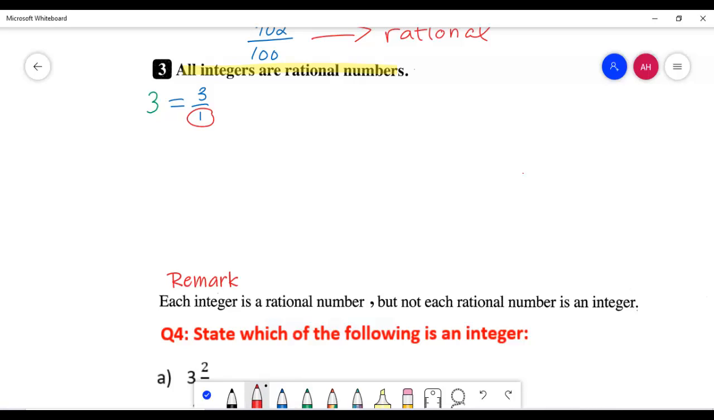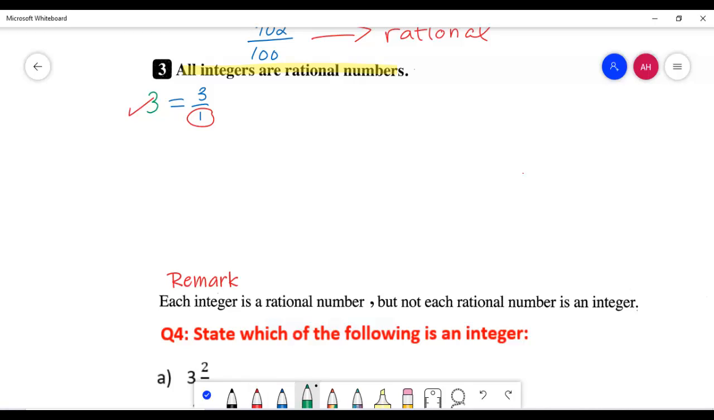So 3 now is written in the form of a over b. The numerator, which is 3, belongs to integers, and my denominator, which is 1, belongs to integers, and my denominator is not equal to 0. So yes, I can write the integer in the form of a rational number.